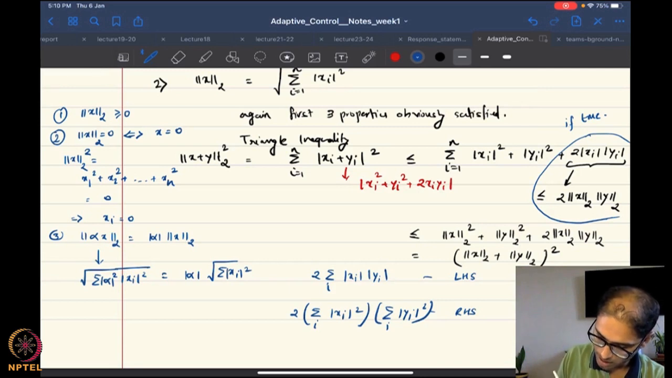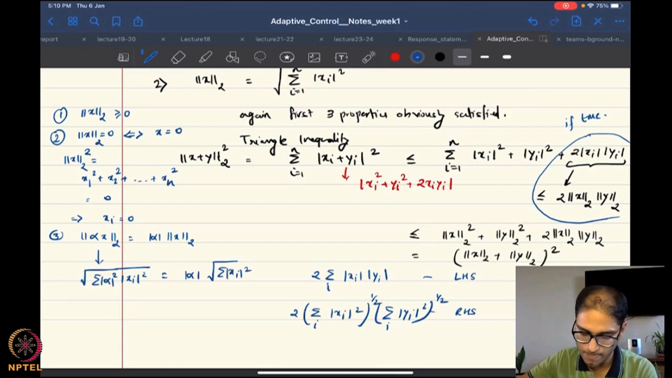And I think I'm missing a square root here. So I'm missing a square root. All right. Huh. So this, does this look very easy or obvious? This is something that I will probably have to get back to you on. I'll have to think how we will do this proof.